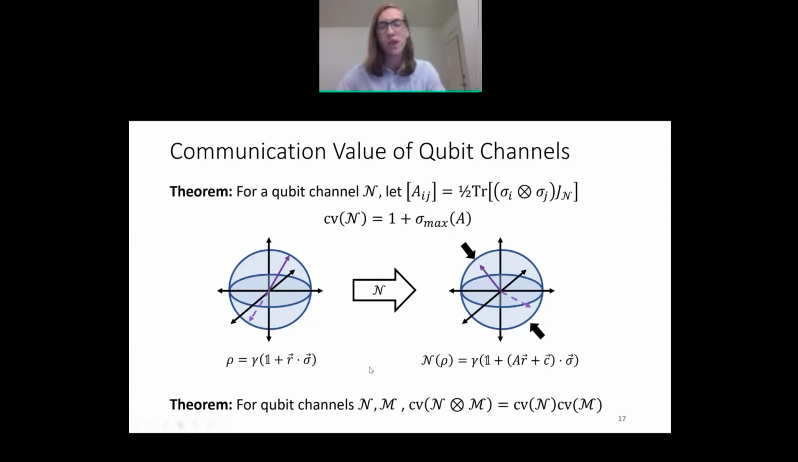And then it being multiplicative follows from being able to construct something that guarantees that multiplying two channels with this communication value will satisfy it. But it's important to note that it really relies on the structure of how two qubit channels in parallel run. So it's not clear how this would generalize in any fashion.